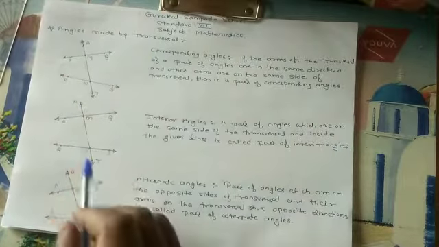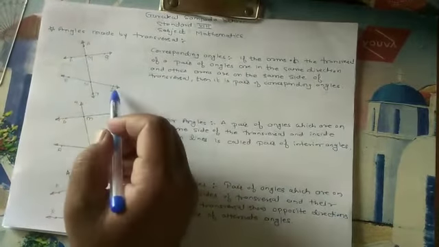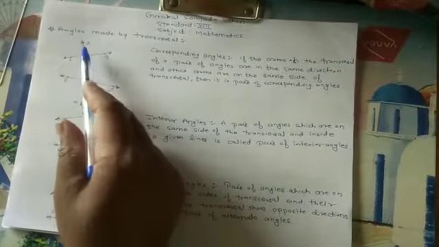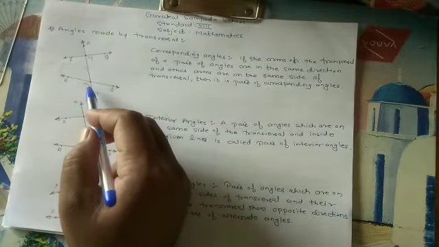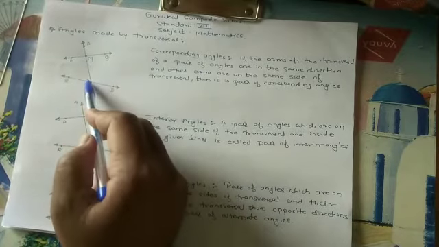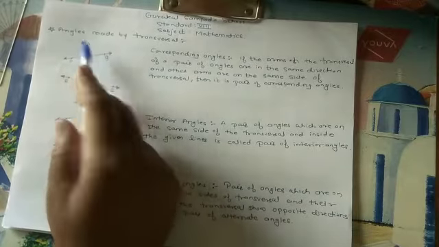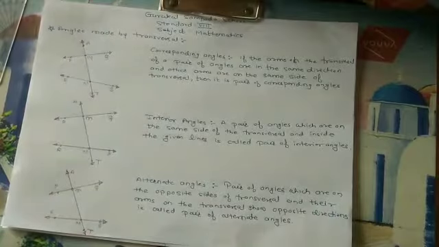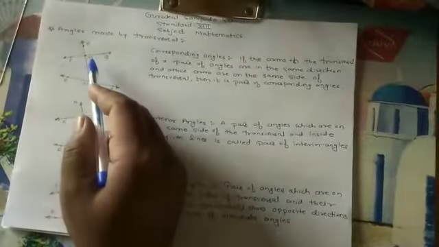Now, we are studying the angles made by a transversal. If you observe this figure, there are two lines. Whenever I draw one line which intersects these two lines at two distinct points, then this line AT, where A and T are points on it, is called a transversal. Here we are going to study the angles made by a transversal.